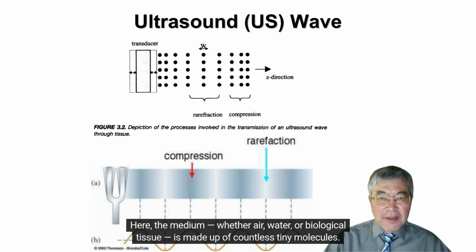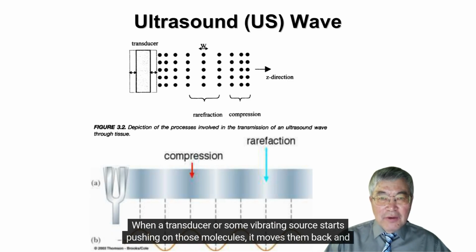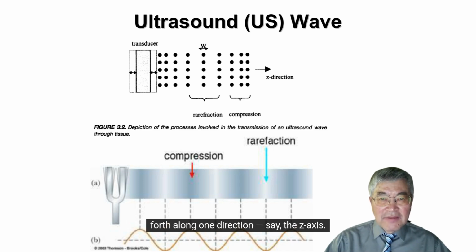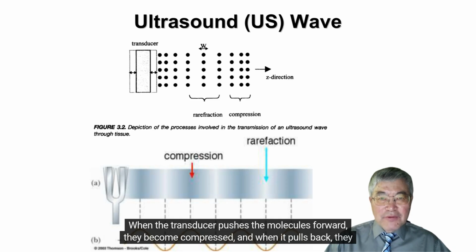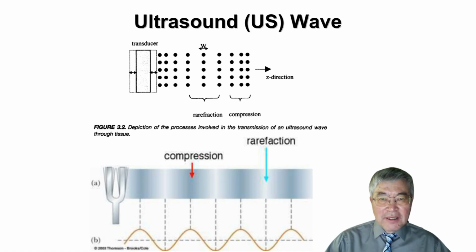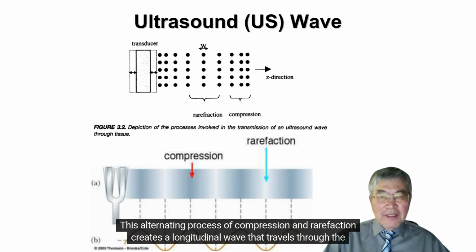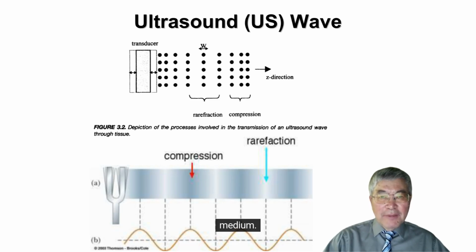Here, the medium, whether air, water, or biological tissue, is made up of countless tiny molecules. When a transducer or some vibrating source starts pushing on those molecules, it moves them back and forth along one direction, say the z-axis. When the transducer pushes the molecules forward, they become compressed, and when it pulls back, they spread apart. This alternating process of compression and rarefaction creates a longitudinal wave that travels through the medium.